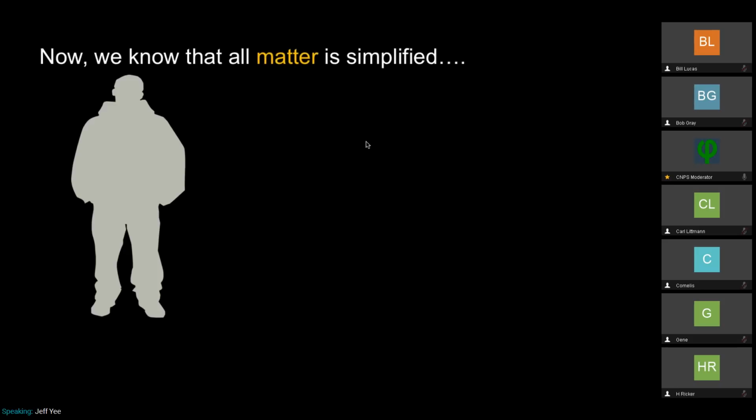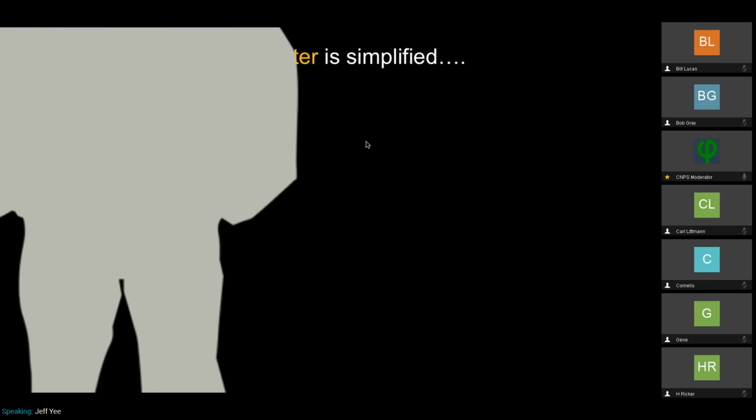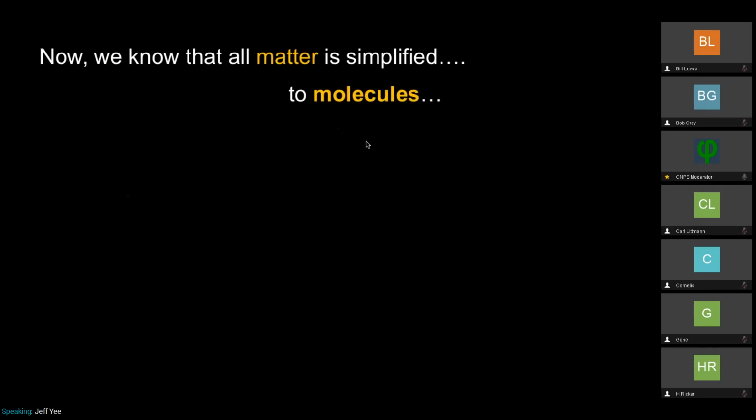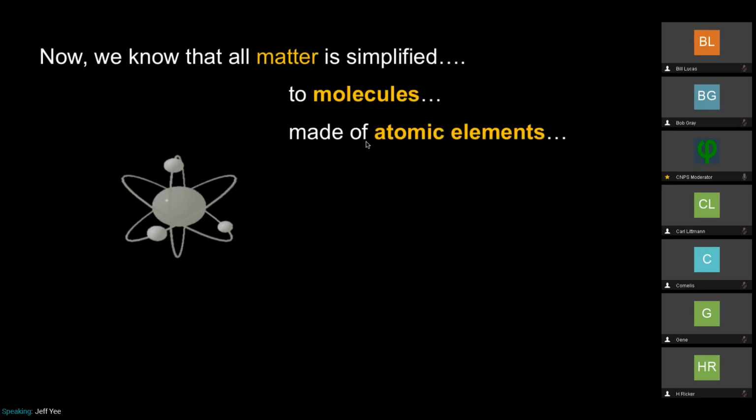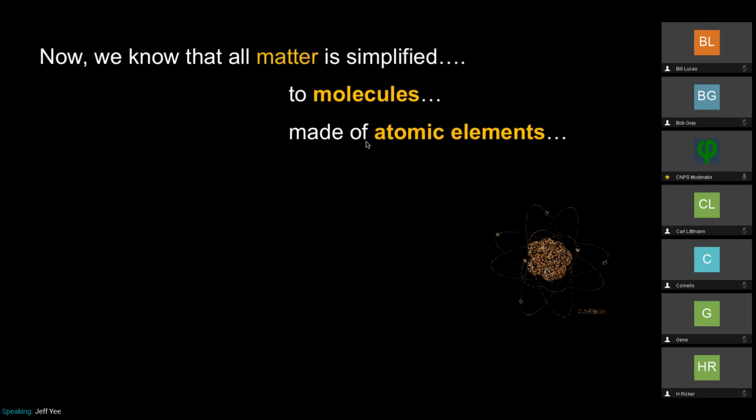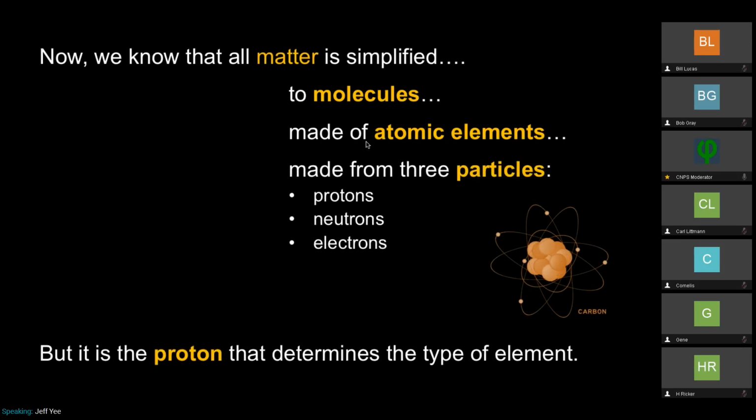So simplification. We know that all matter is simplified to molecules that are made of atomic elements, and that those elements are made from three particles: protons, neutrons, and electrons. But again, it's the proton that determines the type of element: hydrogen, carbon, oxygen, etc. It's based on the proton.